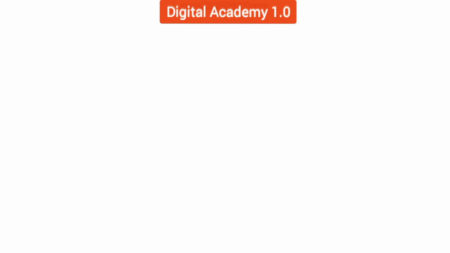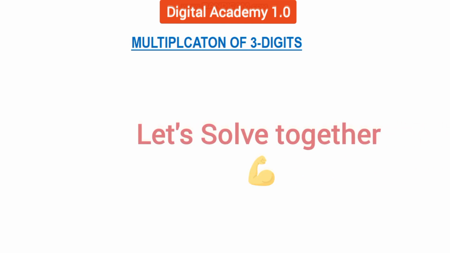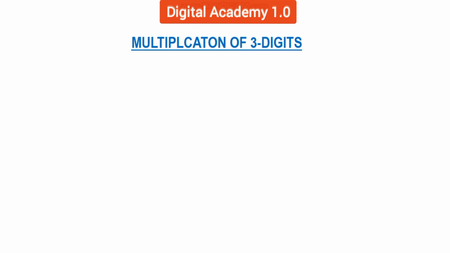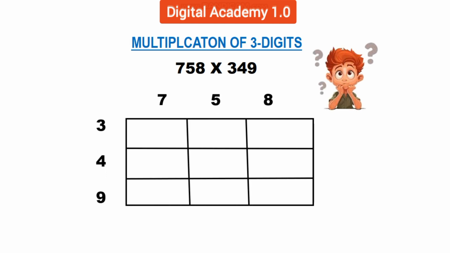Hey guys, can you solve complex multiplication of 3 digit numbers in 5 seconds? No. Let's solve together by using the square boxes method. So stay connected with us till the end. We have the numbers 758 and 349 to be multiplied with each other without the use of a calculator.